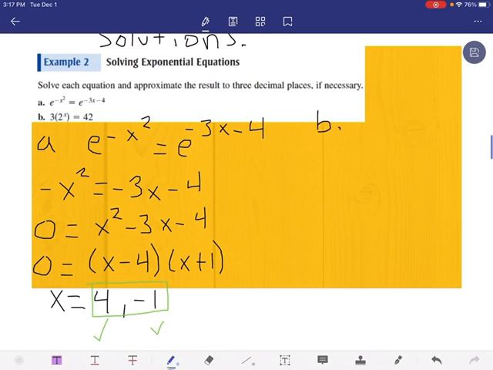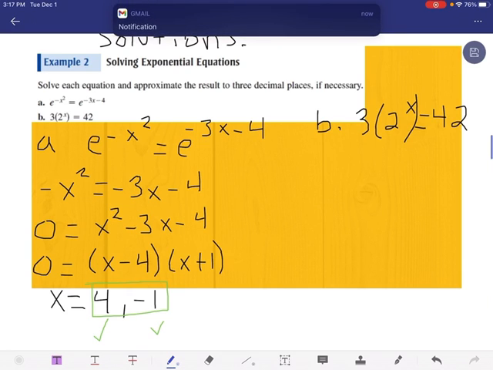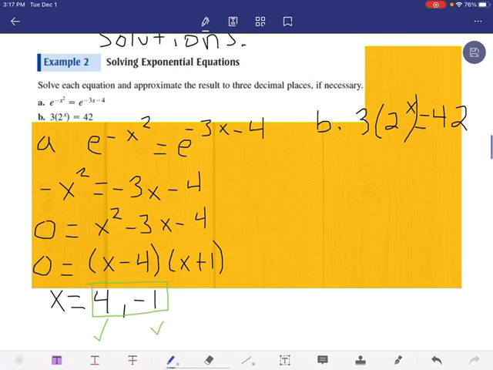So part B, we have 3 times 2 to the x equals 42. So our first goal is going to try and be to use our one-to-one property, but in order to be able to do that, we need whatever's being raised to a power to be by itself. So we would need to divide by 3 on both sides, and so we get 14.